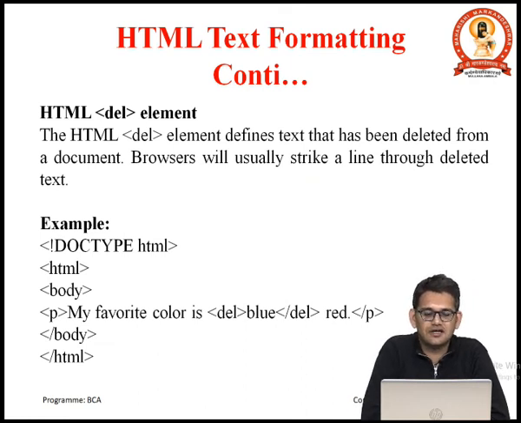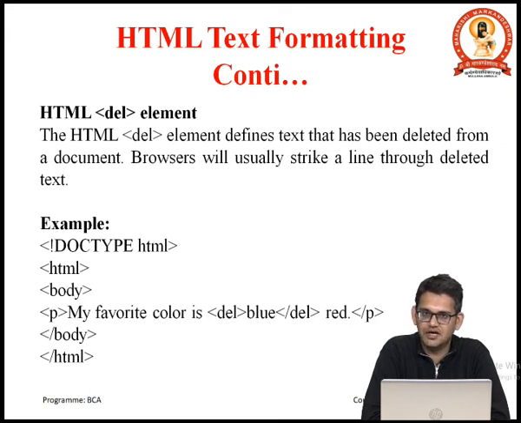So, next one is the del tag. The del tag defines text that has been deleted from a document. The browser will usually strike a line through deleted text. Now let us see an example of how we can use the del tag within an HTML page. HTML followed by body tag, then the p tag, and we have here a sentence or paragraph, my favorite color is blue, and then red. We want to delete the color blue from this line, like my favorite color is red.